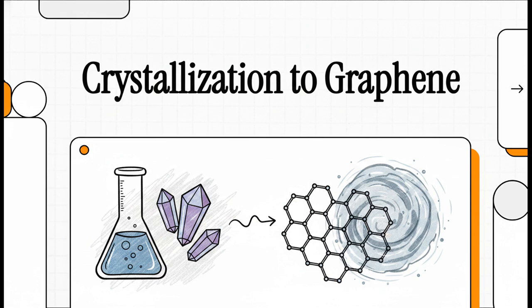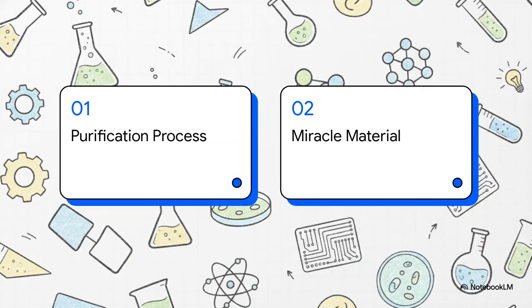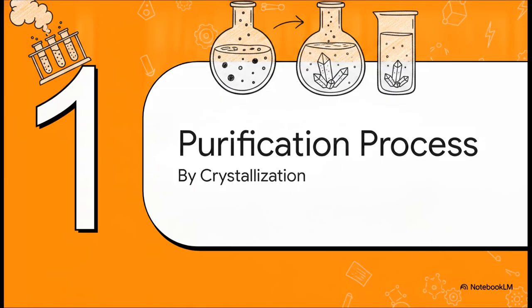It's a perfect example of how getting a grip on the basics literally hands us the keys to unlock tomorrow's technological miracles. Here's the game plan for today. First, purifying through crystallization. And second, we'll dive into graphene, the miracle material. All right, Section 1, Purifying through Crystallization.